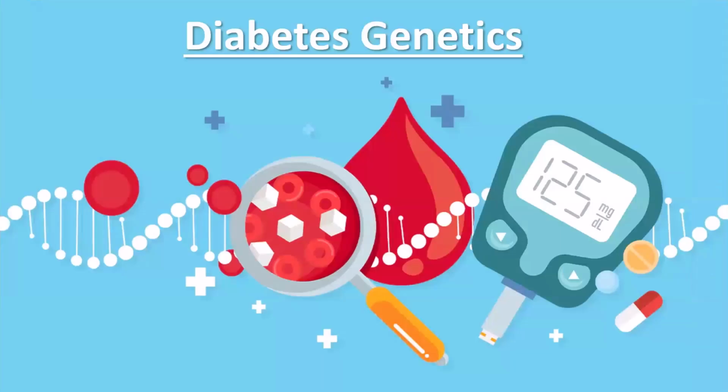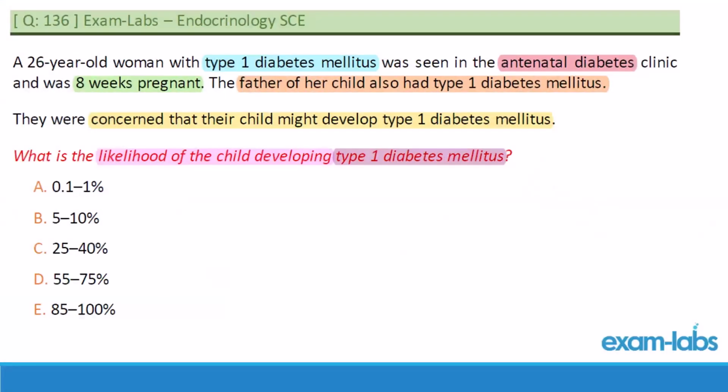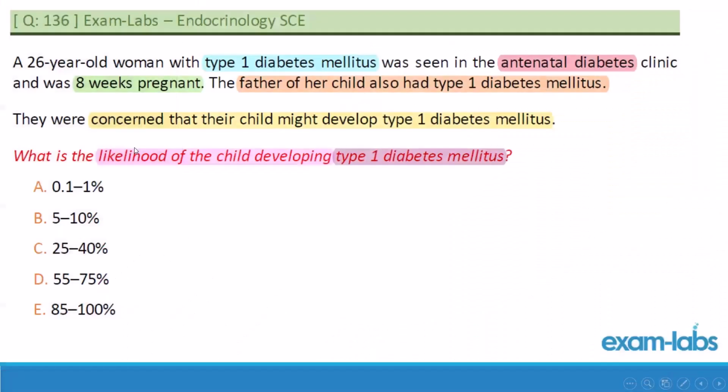Again, genetics is very, very important, and every year they will ask a question related to this topic. If we see a question like this from the exam lab: this is a woman with type 1 diabetes mellitus, pregnant. The father is type 1. So the mother is type 1 and the father is type 1, and she is concerned that their child might develop type 1 diabetes mellitus.